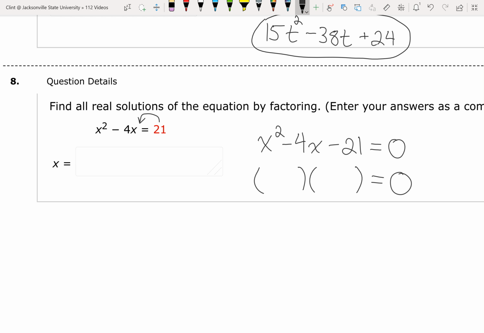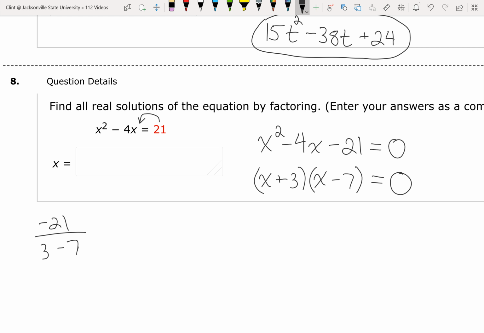Okay, so we want factors of negative 21. That will give us negative 4. You can go through those if you need to. Here I think I'm seeing it. 3 times 7 is 21. I'm trying to get negative 4, so I'm thinking 3 and negative 7. If we check it, 3 times negative 7 is negative 21. 3 minus 7 is negative 4. That'll work. So we want a plus 3 and a minus 7.